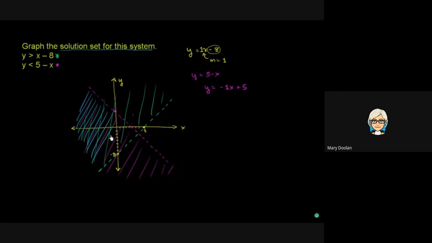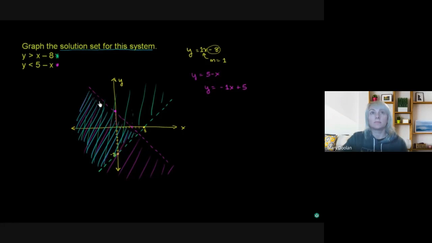Hopefully this isn't making it too messy. All of this region in blue where the two overlap, below the magenta dotted line on the left-hand side, and above the green line. That's only where they overlap. So it's only this region over here, and you're not including the boundary lines.